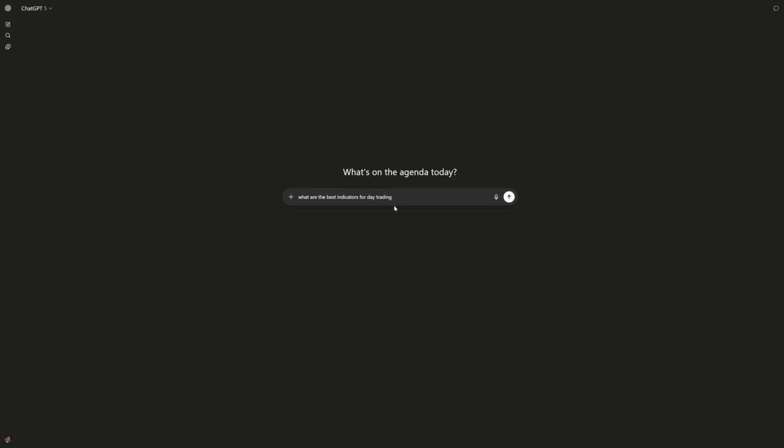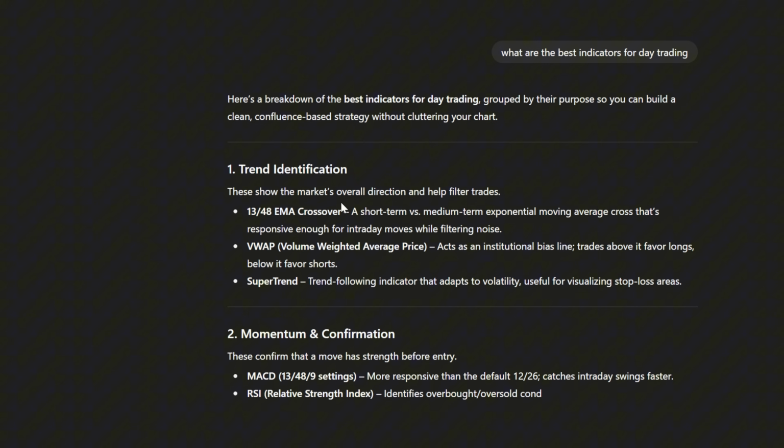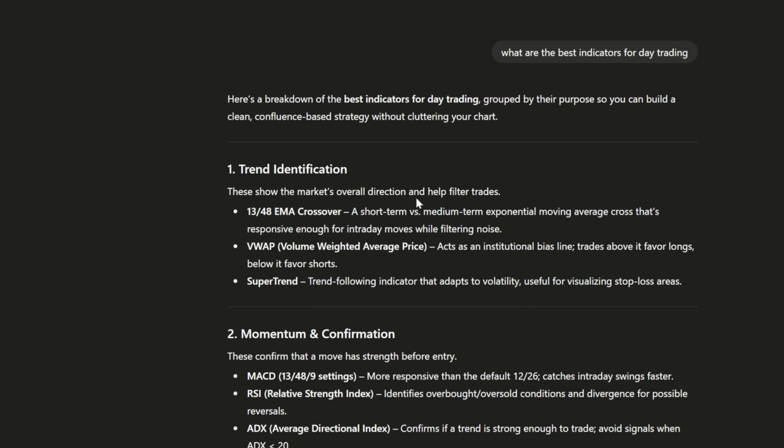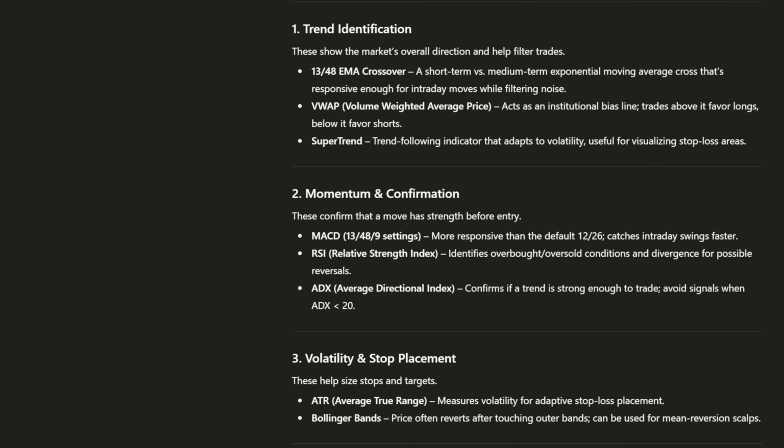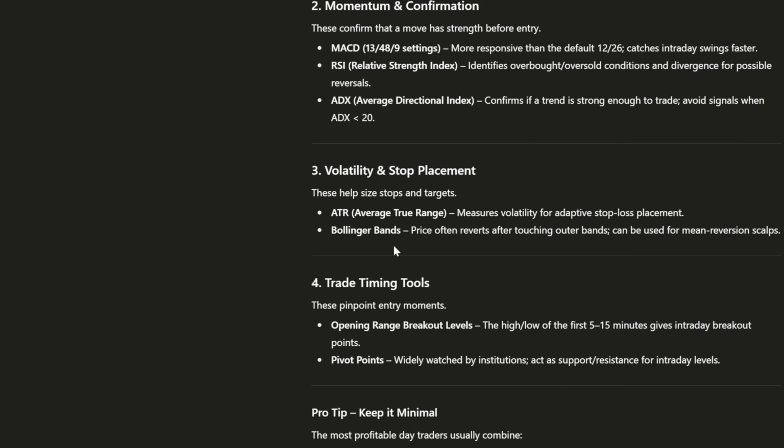So now we're here on ChatGPT and we're asking, what are the best indicators for day trading? For trend identification, they show the market's overall direction and help filter trades: the 13 and 48 EMA crossover, the VWAP, SuperTrend. Momentum and confirmation would be MACD and RSI. Of course, you've heard that. And then you've heard of maybe, or maybe not, ADX or ATR and Bollinger Bands.